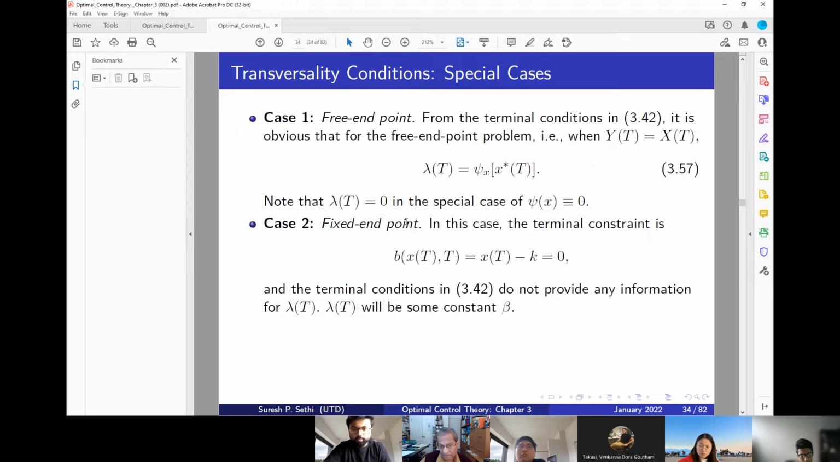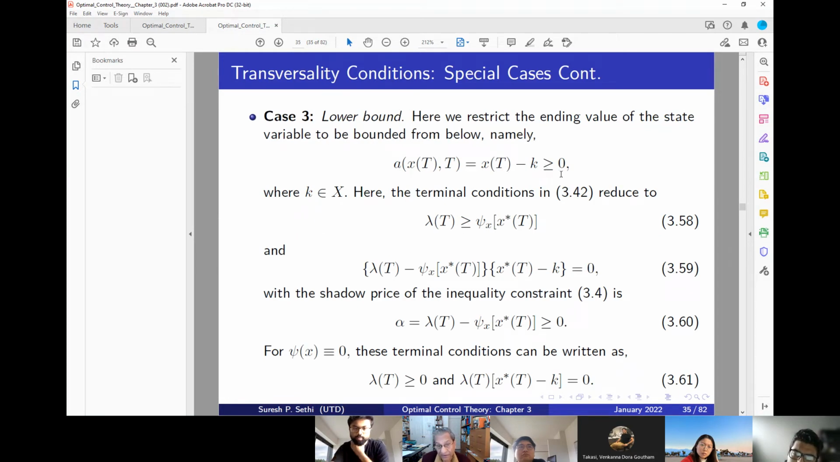If it's a fixed endpoint problem, then the terminal state is x(T) minus k equal to 0. Then terminal conditions do not provide any information on lambda T. So lambda T will be some constant beta. But the terminal condition is fixed, so there is no more information. I have to end up there. So that's another way to see that if there's no information, then I cannot tell you what lambda T is. So it has to be determined by some other consideration.